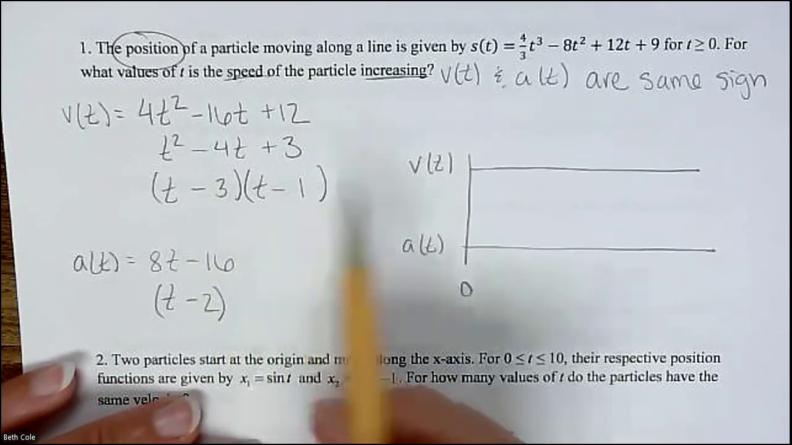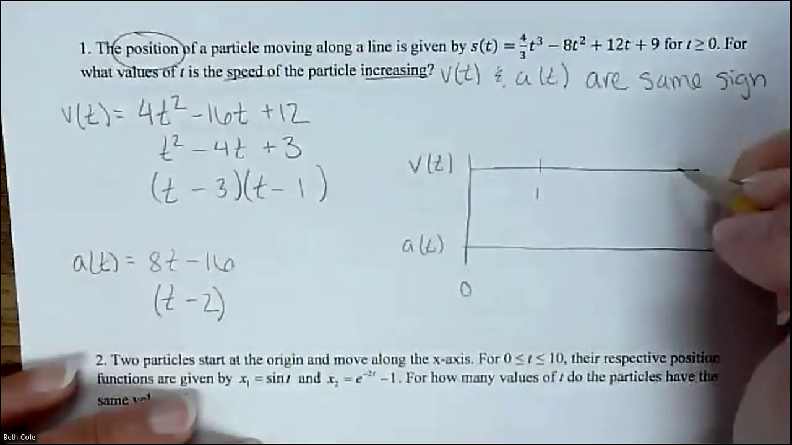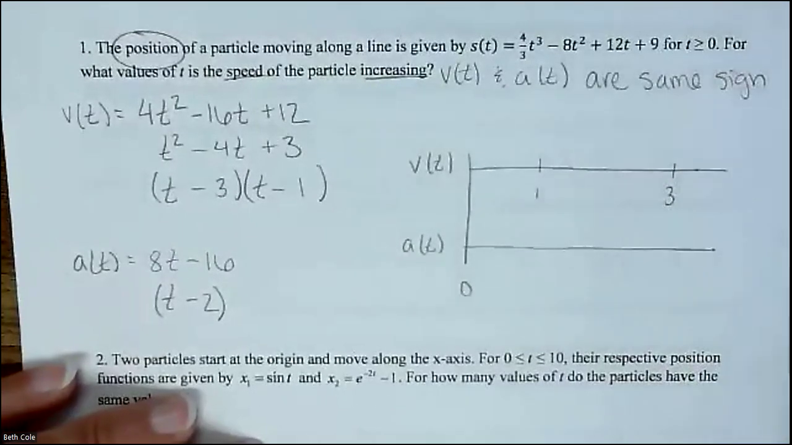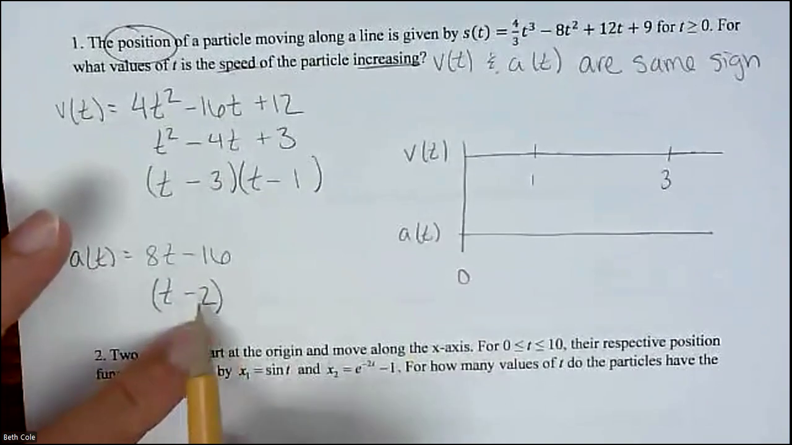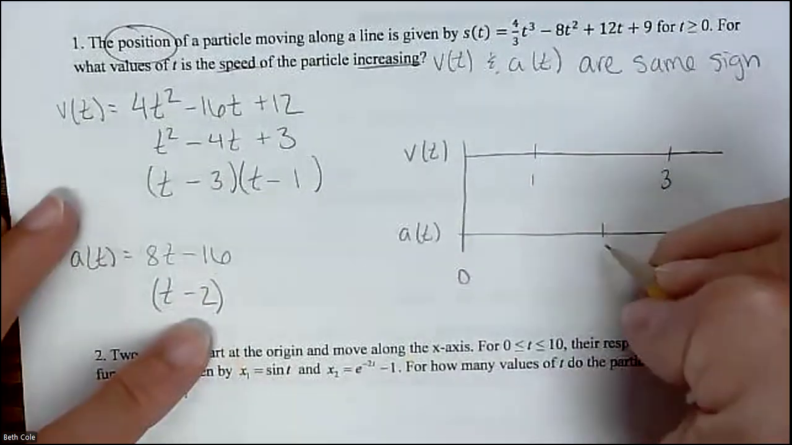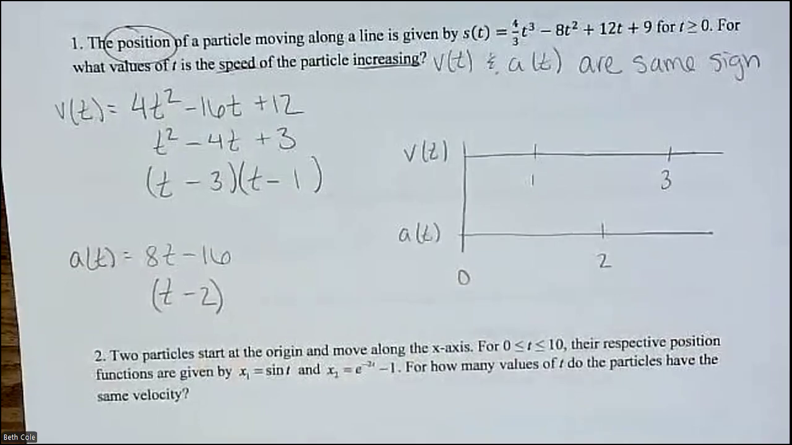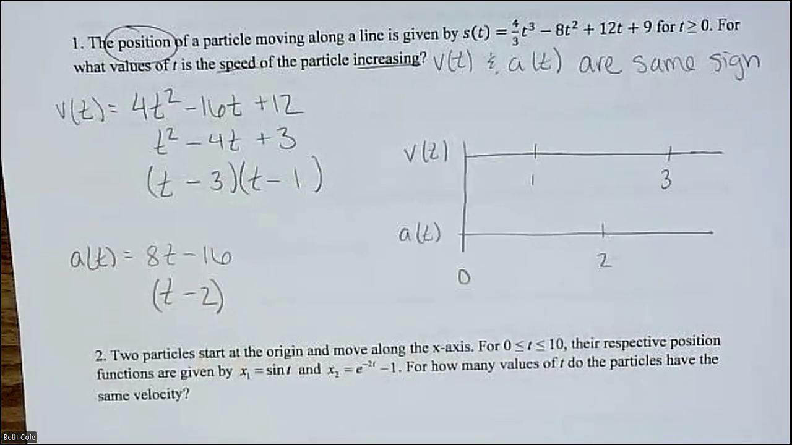3 and 1. Okay, 1 comes before 3, so I'm going to put that first. Looking at acceleration, what would make this 0? 2. Do you see how I put the 2 in between the 1 and the 3? Okay, this is a number line.